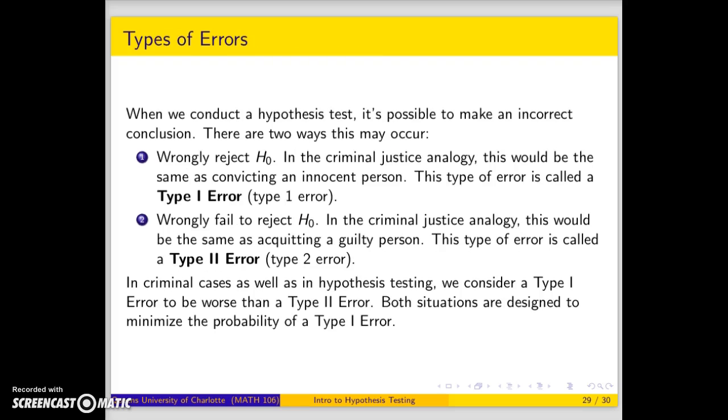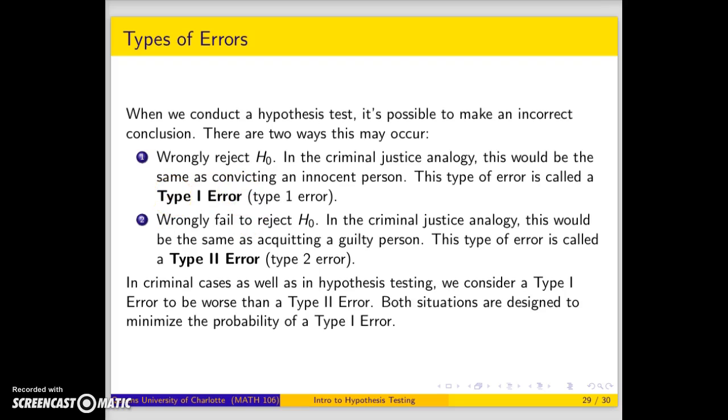I'll just mention briefly that when you conduct a hypothesis test, it is possible to make an incorrect conclusion. There are 2 ways this could happen. The first one, we wrongly reject H0. For instance, in the criminal justice analogy, that would mean we are convicting an innocent person. That's called type 1 error. You can write type 1 error out, but I normally write it like this, but it's the same.